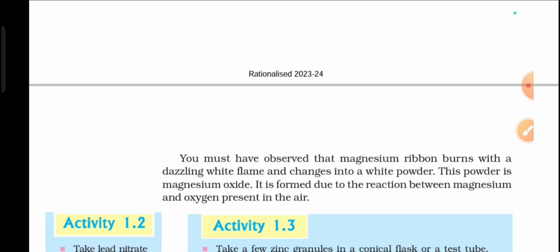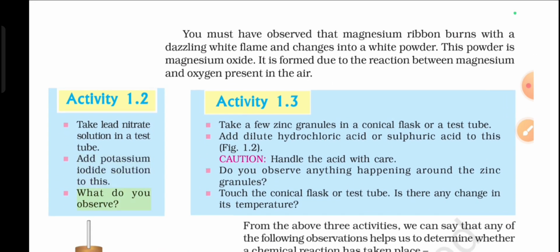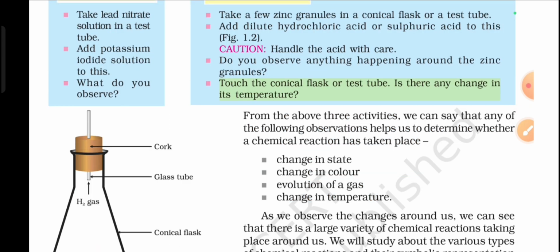Activity 1.2. Take lead nitrate solution in a test tube. Add potassium iodide solution to this. What do you observe? Activity 1.3. Take zinc granules in a conical flask or a test tube. Add dilute hydrochloric acid or sulfuric acid to this. Fig. 1.2. Caution: handle the acid with care. Do you observe anything happening around the zinc granules? Touch the conical flask or test tube. Is there any change in its temperature?